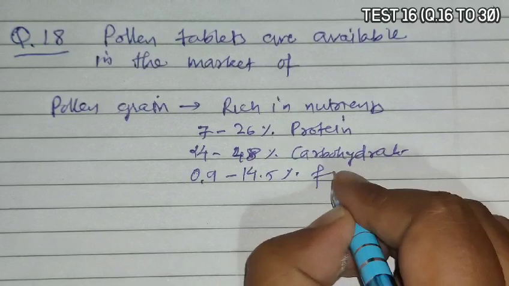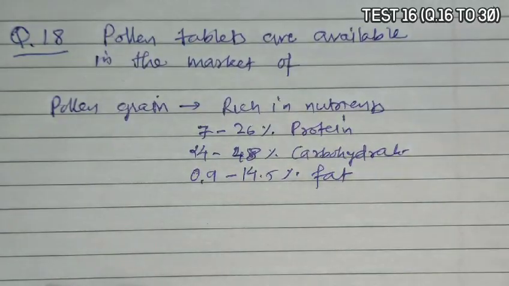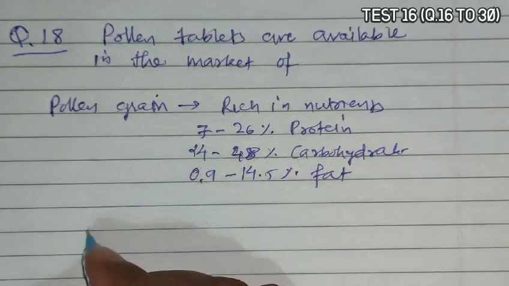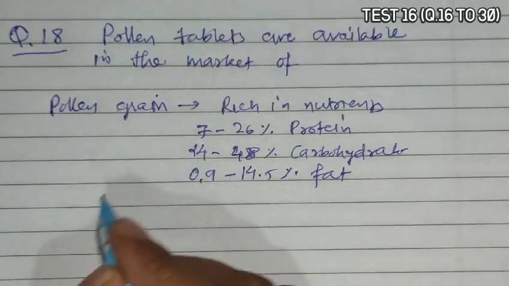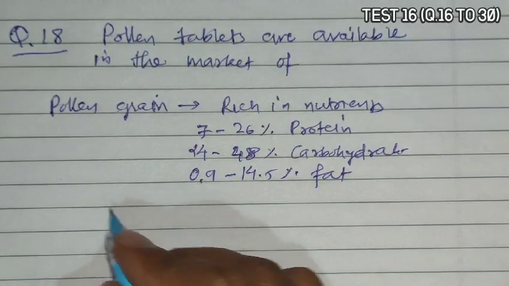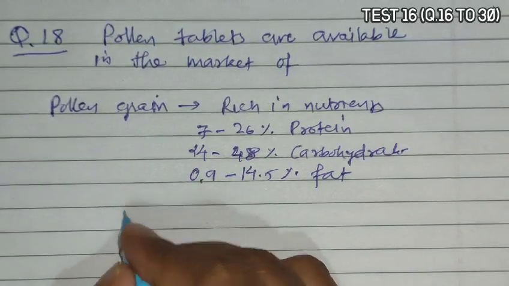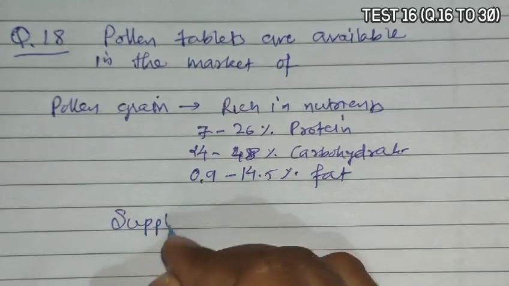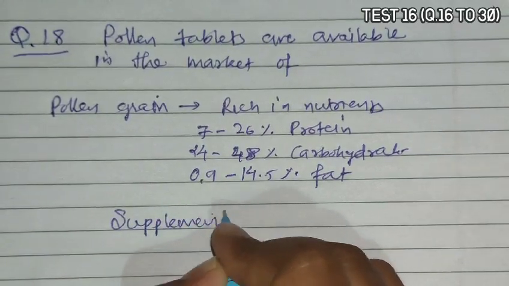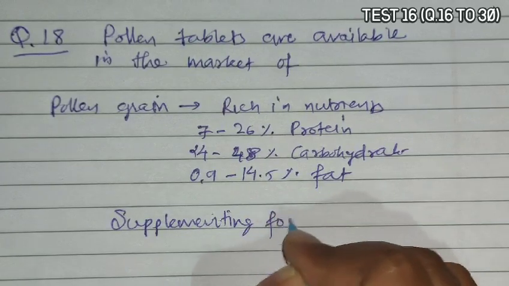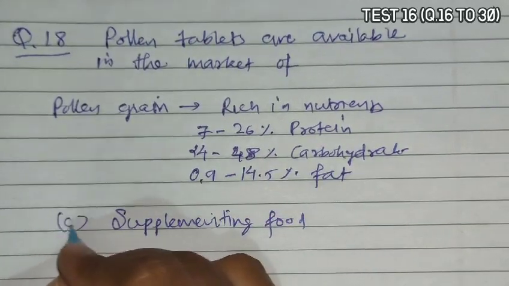Now all these nutrient reserves are important for them, so they are taken as a tablet or syrup to improve health. They also enhance the performance of athletes and racehorses. So these pollen grains are available in the form of pollen tablets, and they are available in the market as a supplementing food. So C is the correct answer.